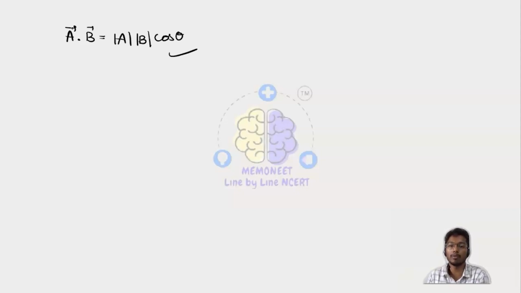Cos theta maximum value is 1, and minimum value is minus 1. I have told you in the basic mathematics. So the maximum value of a vector dot b vector is AB, that is, A magnitude into B magnitude. Minimum value is minus of A into B.